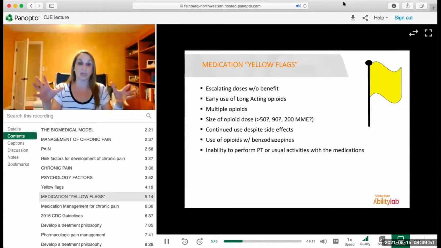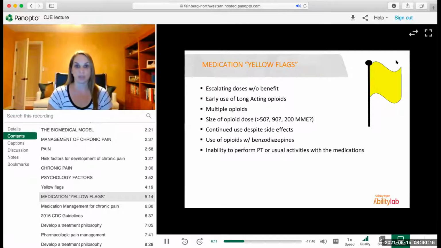Are they on a big opiate dose? Is their MME, which is morphine milliequivalents, greater than 50, 90, 200? How much opiates are they on? Are they continuing their meds despite side effects? It makes them feel nauseous, terrible, sleepy. They go to the bathroom all the time, but they still want to take the medication. You'd think if the medication's having a lot of side effects, they would want to stop it. Are they using opioids with benzodiazepines? That puts them at high risk for respiratory depression and death. So that's not a good combination.